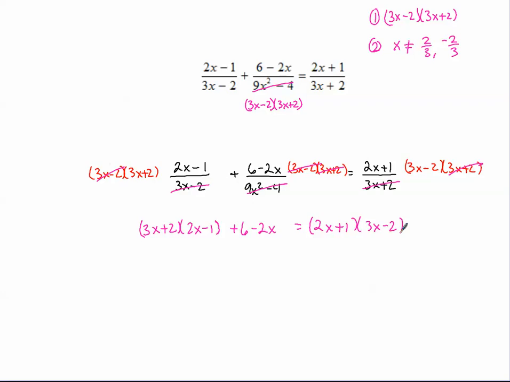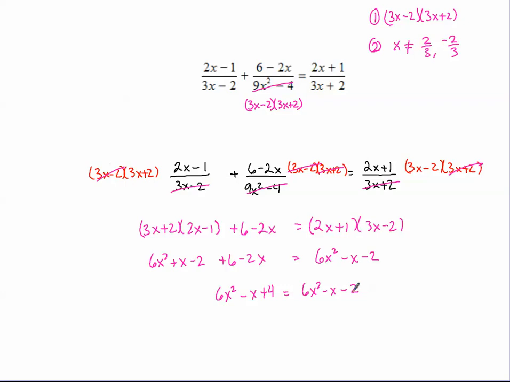All right, so I need to double distribute these both out. And when I get that, I get 6x squared plus x minus 2. And then I still have my plus 6 minus 2x. And on this side, I get 6x squared minus x minus 2 when I multiply those out. So now I'm just going to consolidate things a little bit over here. I get 6x squared minus x plus 4 is equal to 6x squared minus x minus 2. So I just combine my like terms on my left side.